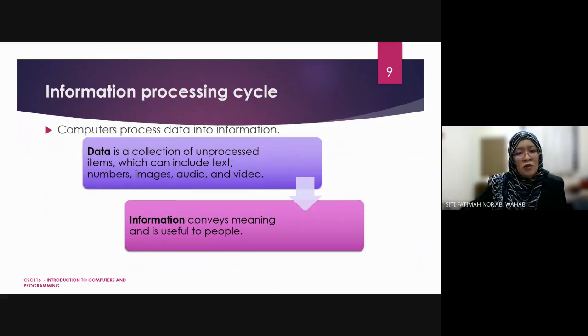So the computer processes data into information. This is the data inside your computer that you give to your computer. A collection of unprocessed items can include text. You enter text, you enter numbers, you plug in or enter images, audio and video. These are the data. Then the computer processes the data, so it will convey meaning and be useful to people.